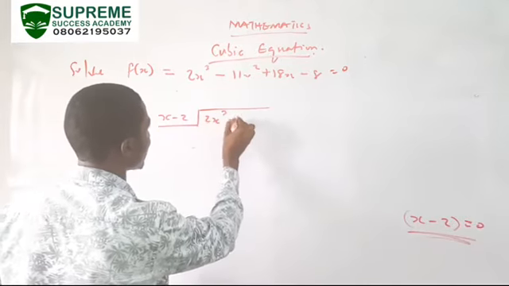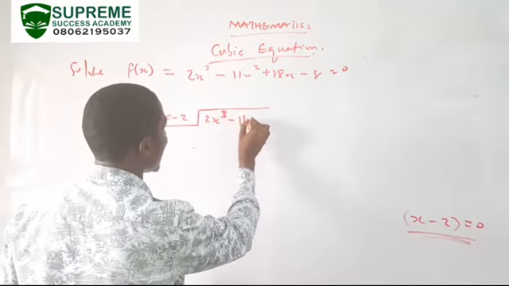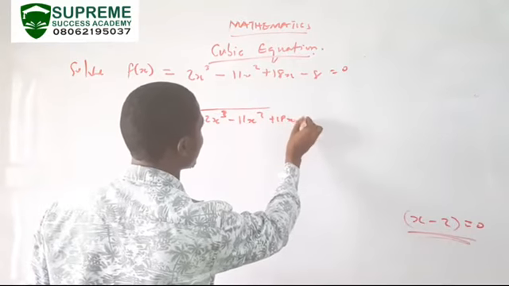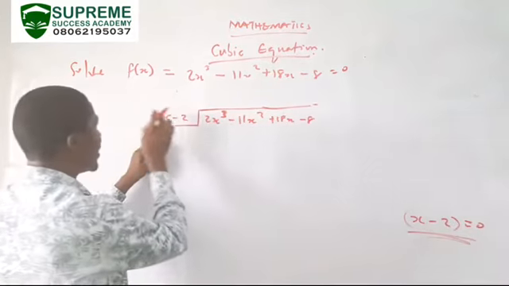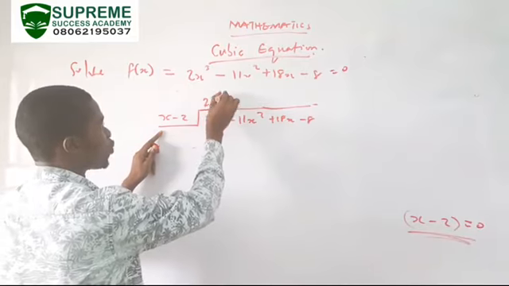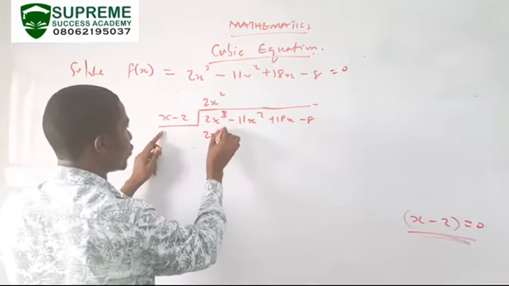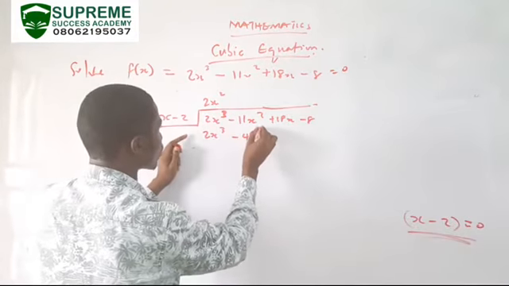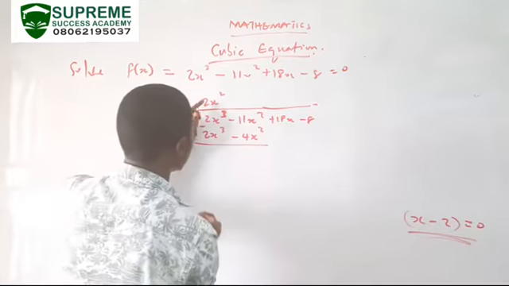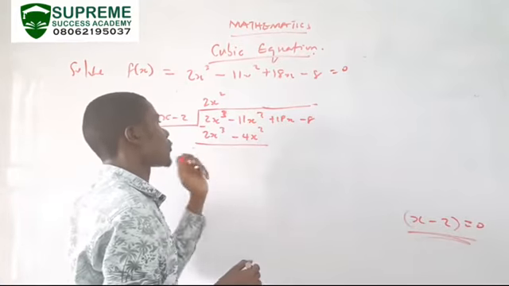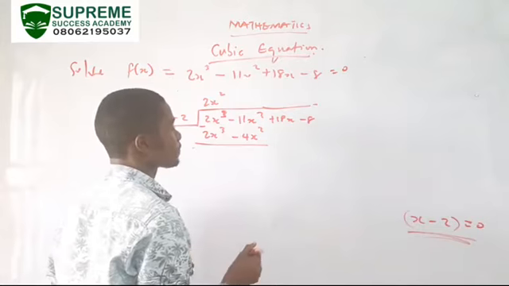2x cubed minus 11x squared plus 18x minus 8. Let's do that one very fast. This divided by this will give us 2x squared. This times this, 2x cubed minus 4x squared. You subtract. This will be 0, right? Minus 11 plus 4, because this times that will give us, that's minus 7.